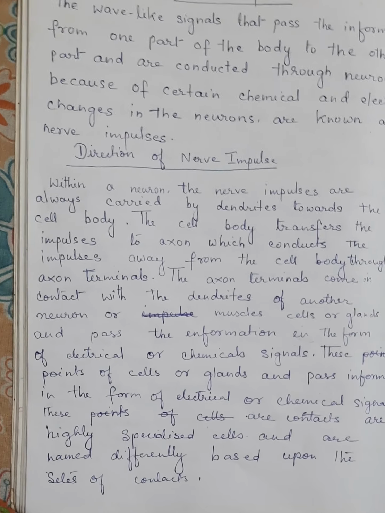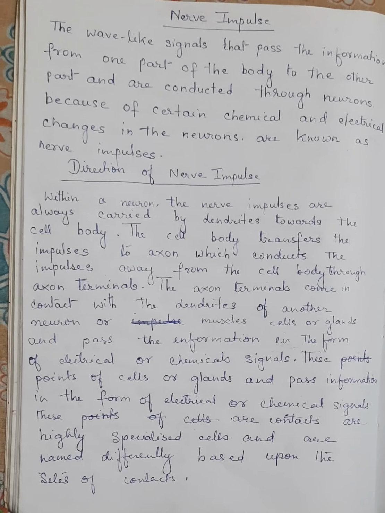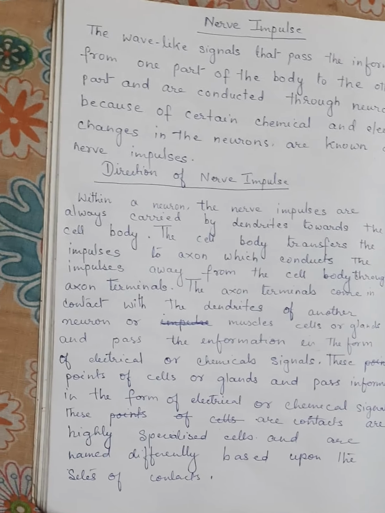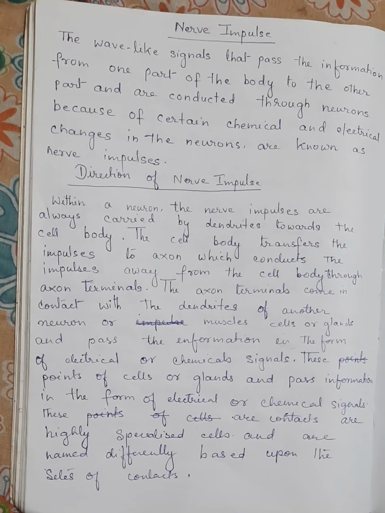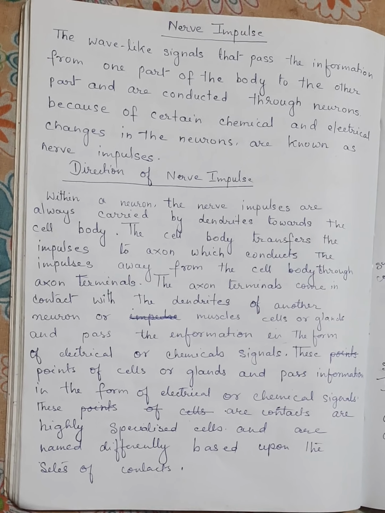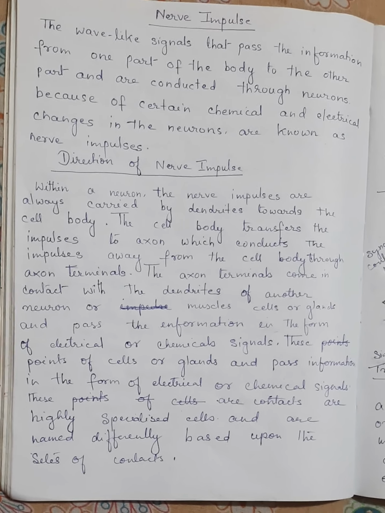Hello everyone. Here the topic is nerve impulse. The wave-like signals that pass information from one part of the body to another part, and are conducted through neurons because of certain chemicals and electrical changes in the neurons, are known as nerve impulse.